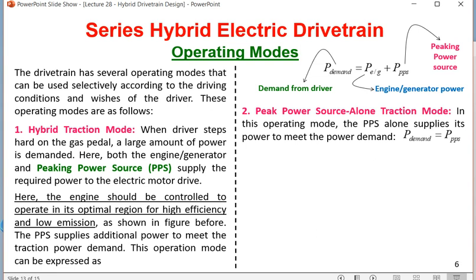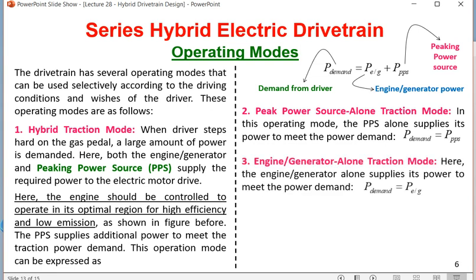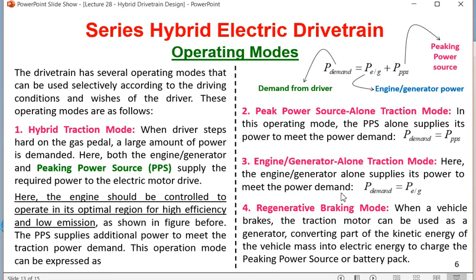The second mode is peaking power source alone traction mode. So you can see that P demand is equal to P_PPS. That means the secondary power source, or peaking power source, or battery, is the only source giving power to the transmission. The third one is only the primary power source. That means only the engine generator is supplying the power. So P demand is equal to P_E/G. So here the engine generator alone supplies its power to meet the power demand. These 2 and 3 are not very heavily demanding cases, but 1 is a very heavy power demanding case. So in case of 1, both the sources, the primary and secondary, have to work together.